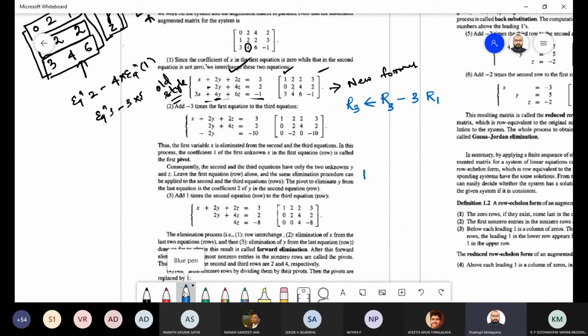We'll replace row 3 by row 3 R3 plus R2. So row 3 means equation 3. In old style you can write equation 3 as equation 3 minus 3 times equation 1. We are adopting that new format also, and we are keeping the old style also. And the old style is equation 3 is equation 3 plus equation 2.